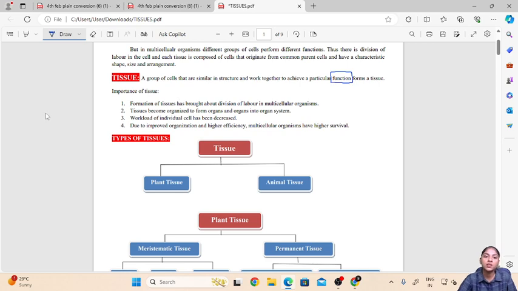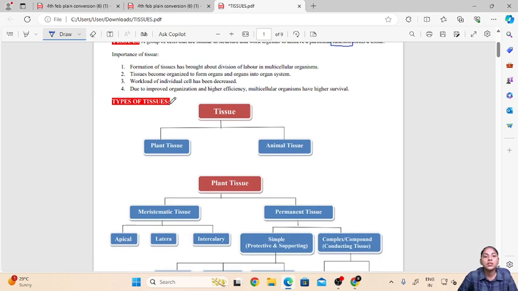Let us see the characteristics or importance of these tissues. The formation of tissues has brought about division of labor in multicellular organisms. As I have already said, there is division of labor due to the tissue formation. Then tissues become organized to form organs and organs into organ systems. Now these clusters or groups of cells will give rise to an organ, and then that will give rise to an organ system.